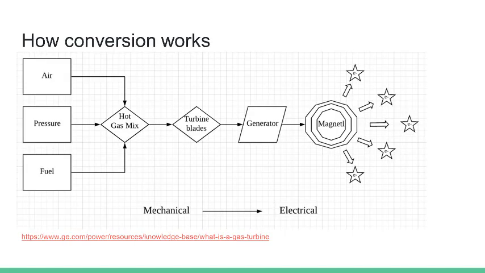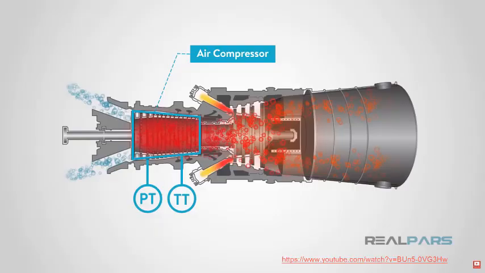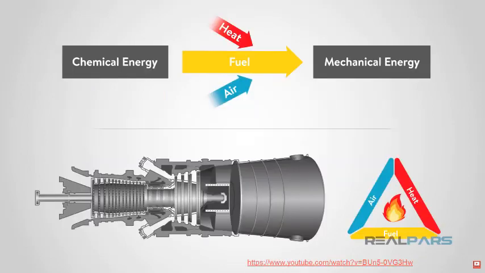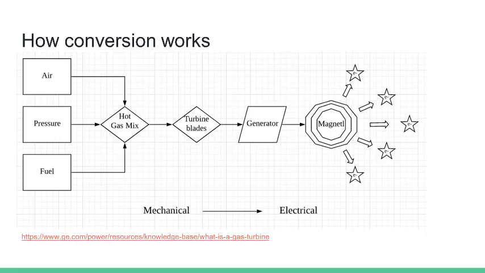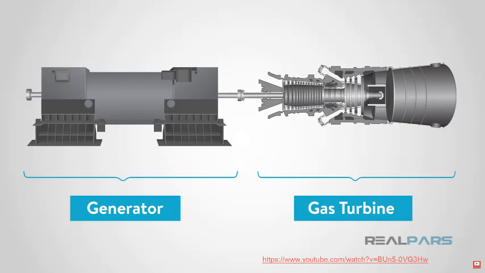This slide briefly shows the diagram of how the conversion works from fuel to mechanical energy to electrical energy. The initial process involves injection of pressurized air into the air compressor chamber to create hot air, which later combines with the fuel to create a hot gas mixture. And then the hot gas starts spinning the turbine blades. Now the energy state here is mechanical, which eventually turns the rod that is connected to the generator.